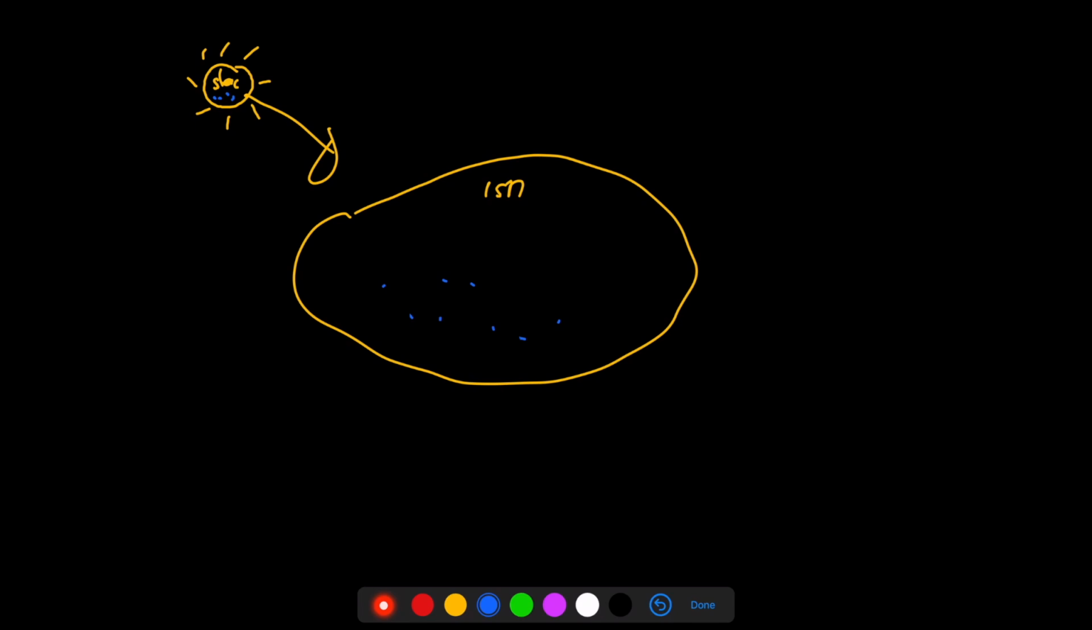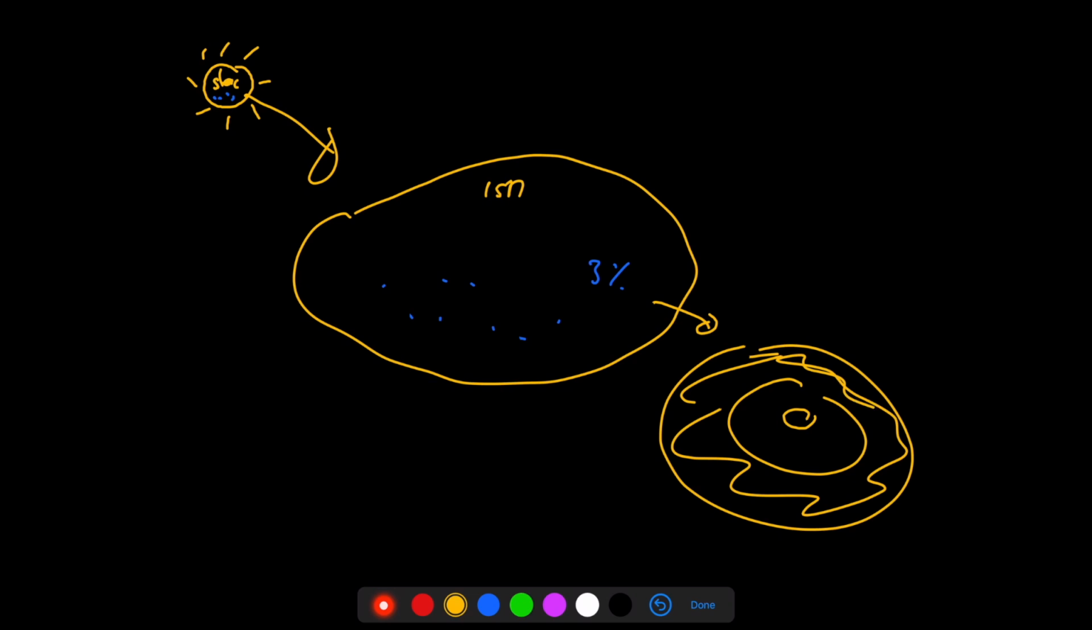Most of this material was destroyed, evaporated, and recondensed, but about 3% of really presolar material survived within the interstellar medium. Now this material could then be transported into the protoplanetary disk from which our planets and solar system formed, and these grains were then incorporated within the protoplanetary disk into meteorites where we now find them.